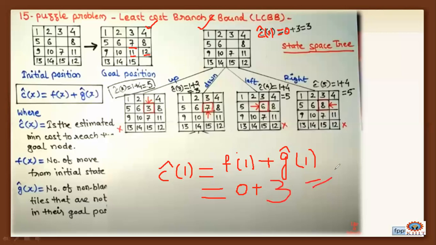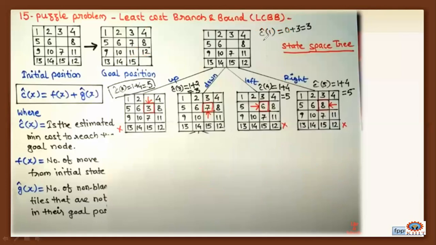0 plus 3 equal to 3. So the value of C cap of 1 is 3. C cap of 1 value is 3. Now I have found the C cap of 1 value.